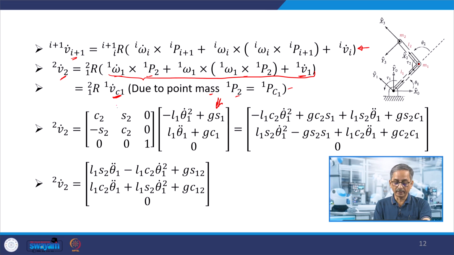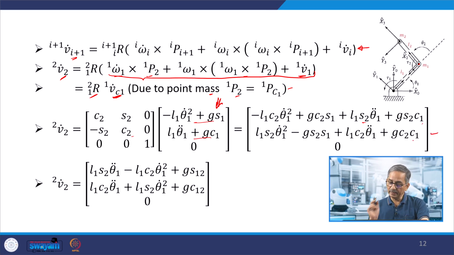Okay. And yeah, this we already know. Then we can just do the multiplication. So, you can just try doing it. C2 is multiplied over here, then S2 is multiplied to this term, and here minus S2 is multiplied to these terms over here, and C2 is multiplied to this term over here. So, this is what you are going to get.